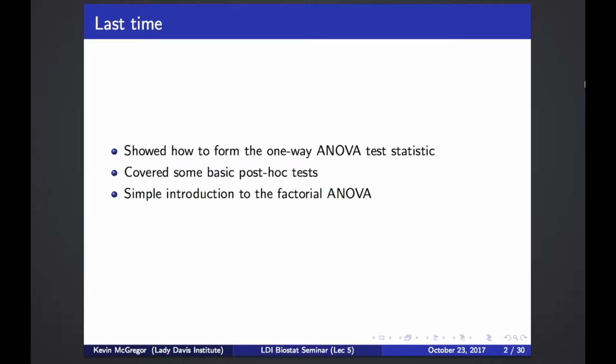But we also looked at post hoc tests, which allowed us to compare the individual pairs of means between our different groups. If our general ANOVA came out to be significant, then we would go ahead and run our post hoc tests. And we also looked at a very simple introduction to the factorial ANOVA, so looking at different combinations of more than one group.